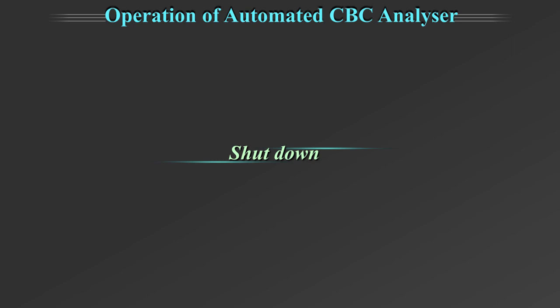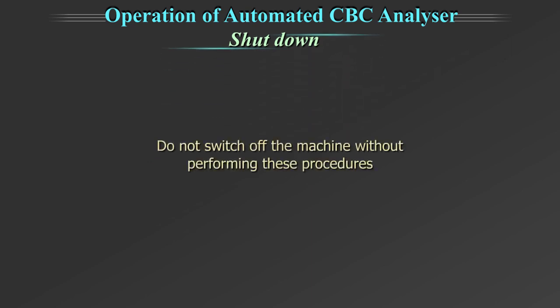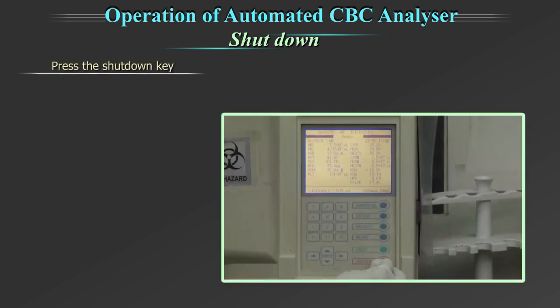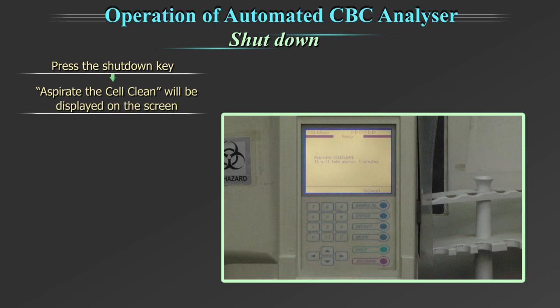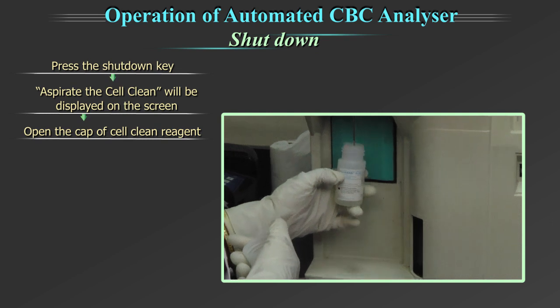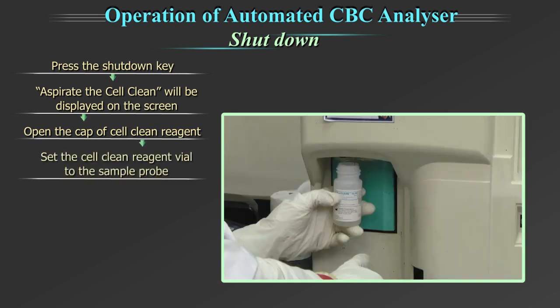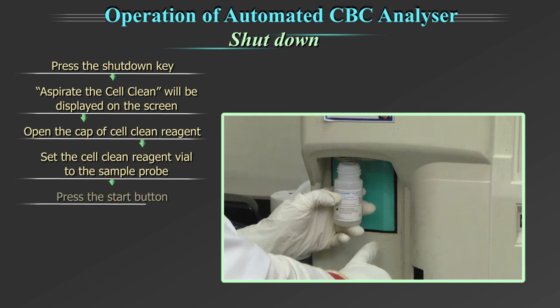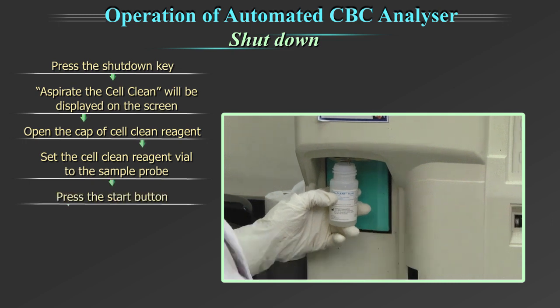Shutdown. At the end of the day, the shutdown process should be followed by the operator. Do not switch off the machine without performing these procedures. Press the shutdown key. Aspirate the cell clean will be displayed on the screen. Open the cap of the cell clean reagent. Set the cell clean reagent vial to the sample probe and press the start button.